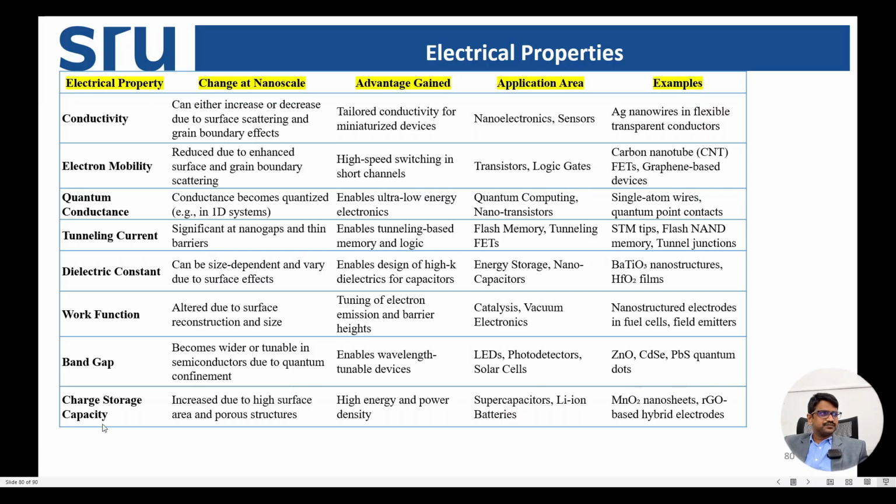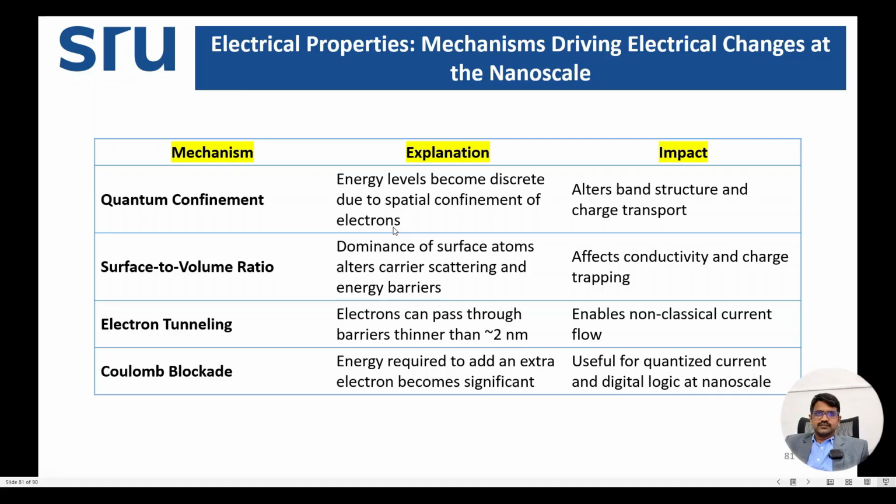Charge storage capacity can be increased due to high surface area and also porous structures, right? Three-dimensional material offers very good porosity, so that it can store high energy and power density. Application area: supercapacitors, lithium ion batteries. Examples: MnO2 nanosheets, RGO based hybrid electrodes, and also carbon nanotubes, right? So this is about electrical properties.